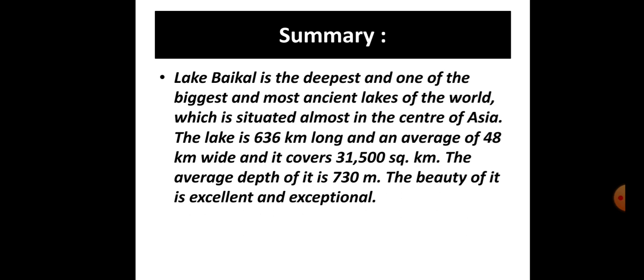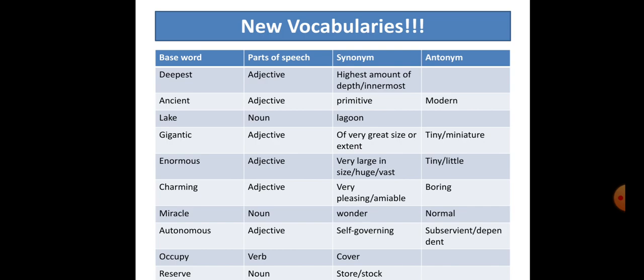We want to know about this text, so please read carefully. I want to give you the vocabulary you will find in your text. The first one is deepest. It's an adjective, meaning highest amount of depth, innermost. Before going through this text, you have to know the new vocabulary and the words and their forms. So I want to give you this short and very effective part of the text, that is, vocabulary.